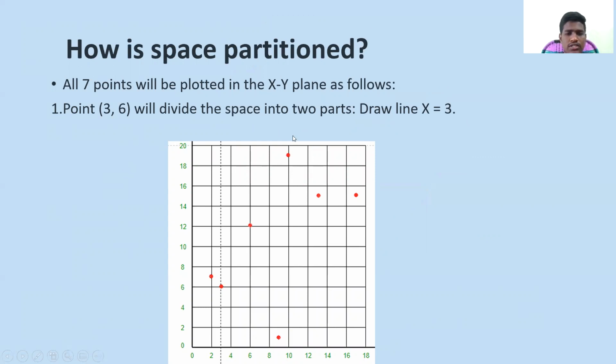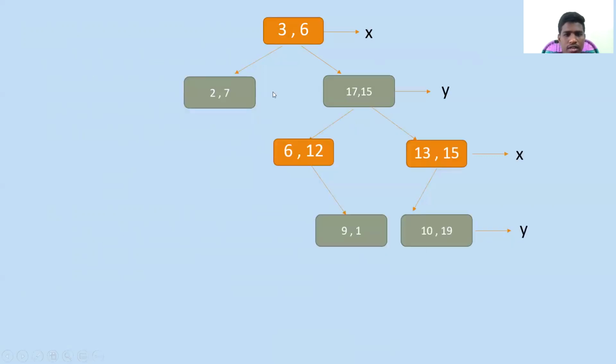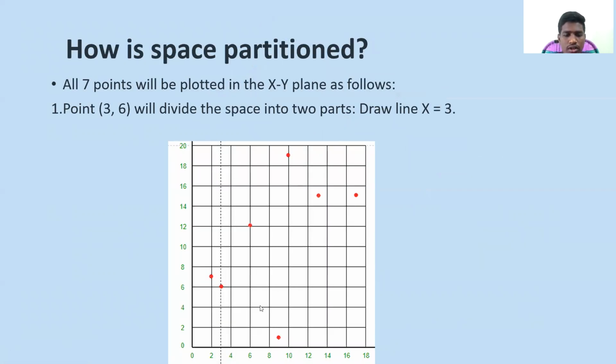We have discussed the construction of the KD tree with an example of a two-dimensional tree. Now, how is space partitioned? All points will be plotted in x comma y as follows. Here 3 comma 6, 2 comma 7, 17 comma 15. We have to plot them onto the graph. For example, here we can see this point is 3 comma 6, this point is 2 comma 7, and this point is 6 comma 12. And we have to plot all the nodes onto this graph.